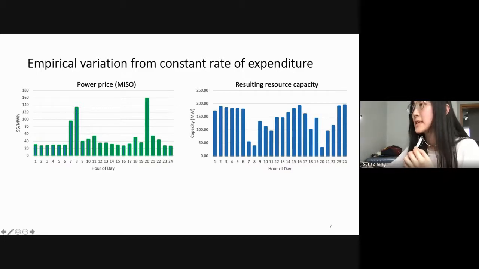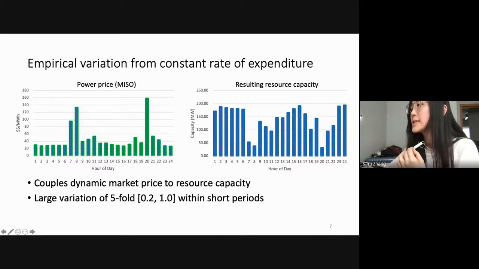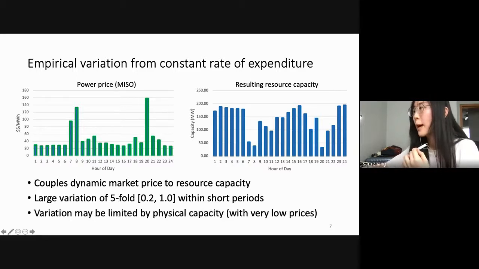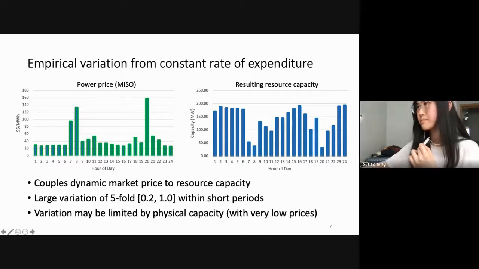We can see that this couples the dynamic market price to the resource capacity directly. And we can see that for the resource capacity, there is a large variation of over 5-fold, basically from 0.2 to 1.0 within short periods. And just to mention, because the price could be very low or even negative, the variation potentially will be limited by the physical capacity that a data center might have.